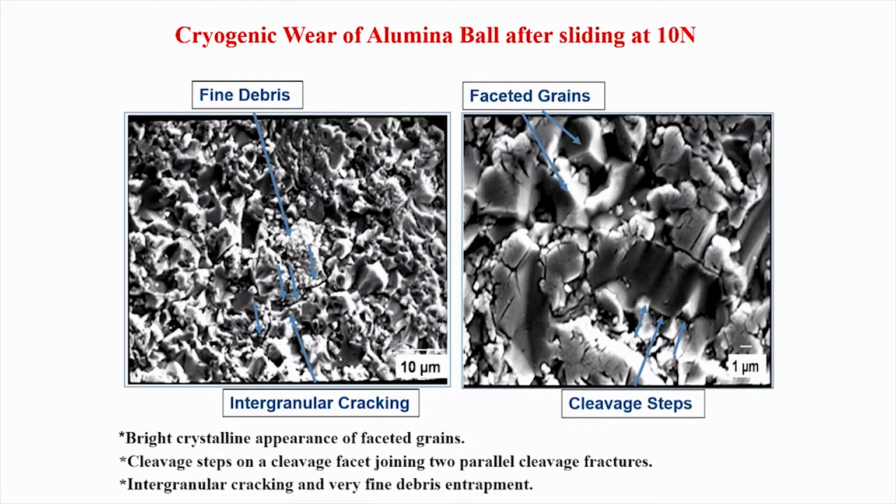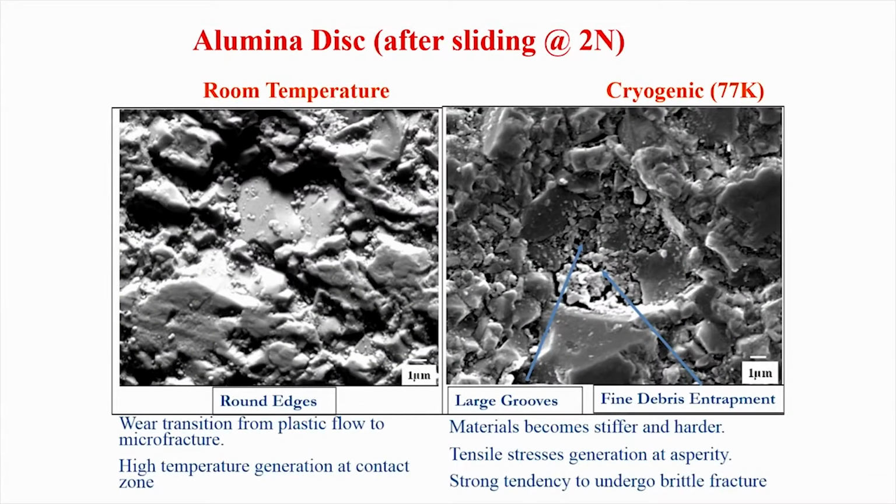You will see more when I discuss the sliding wear of zirconia. What you see are the general observations of fine debris particles, but more importantly you will see signs of cleavage steps, and these cleavage steps, and there are faceted grains. These are some of the features which are mostly representative of brittle fracture in materials like alumina. So, intergranular cracking and fine debris particles, and a cleavage facet joining two parallel cleavage fracture planes, are some of the characteristic features.